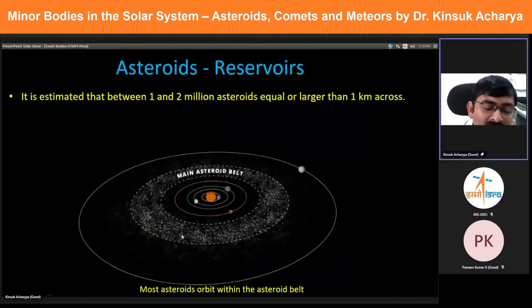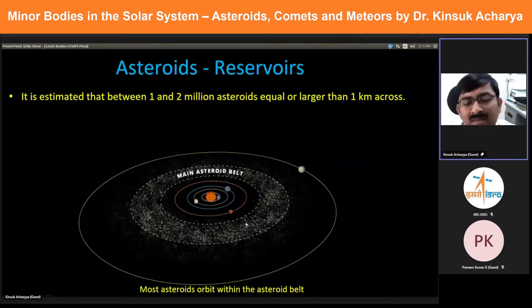So the asteroids are mostly found in the main asteroid belt. You can see this here is Mars and here is Jupiter. So this main asteroid belt is here. Here we find the large number of asteroids.